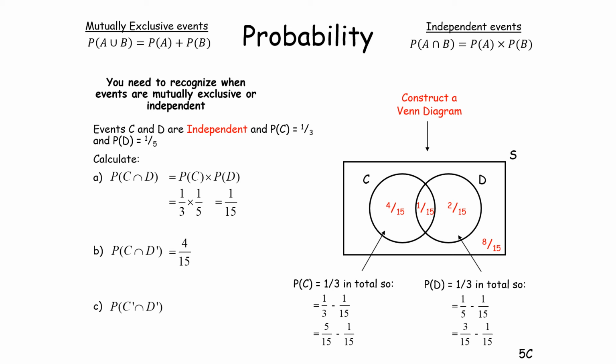Part C, we want to find the probability of not C intersection with not D, which would be just the outside bit, 8/15. No C, no D, no intersection, so it's 8/15.